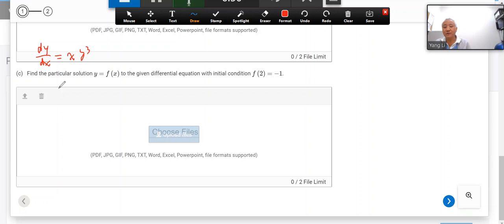And what we're going to do is this. We do the separation first, okay? From here, we do separation. We move the y to the third, dy equals x dx, right? And this one you can write as a negative exponent. You're going to have y to the negative 3 dy equals x dx. See that? And then we do integration.